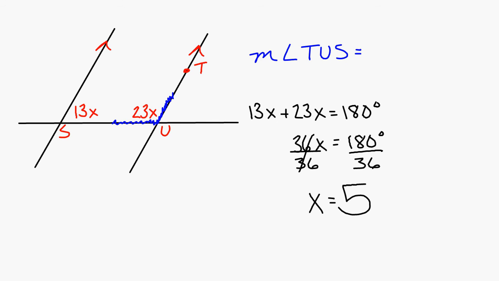So now you substitute a 5 where the x is. So that's 23 times 5, right? And what's 23 times 5? 115? Yes. Thanks. 115. So that angle is 115 degrees.